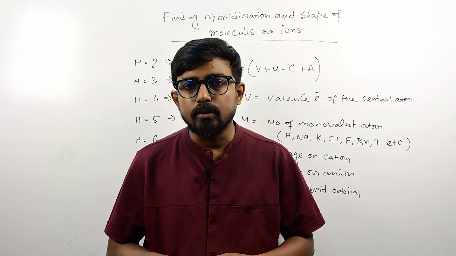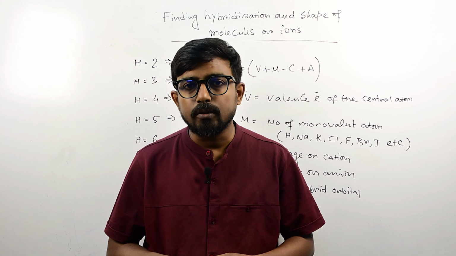So you have to learn the shape. For H equals 2, the shape will be linear. There is a central atom connected with 2 atoms. Maybe these atoms are monovalent or bivalent, so we can use this structure for H equals 2. For H equals 3 we are using this shape.